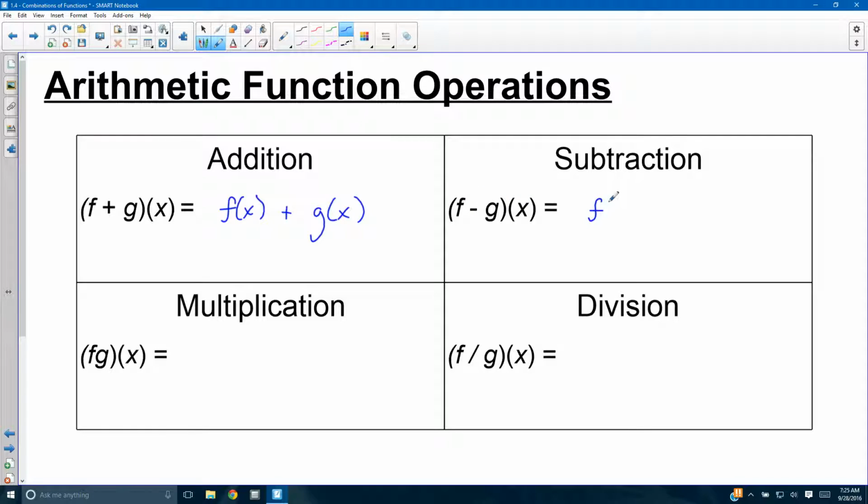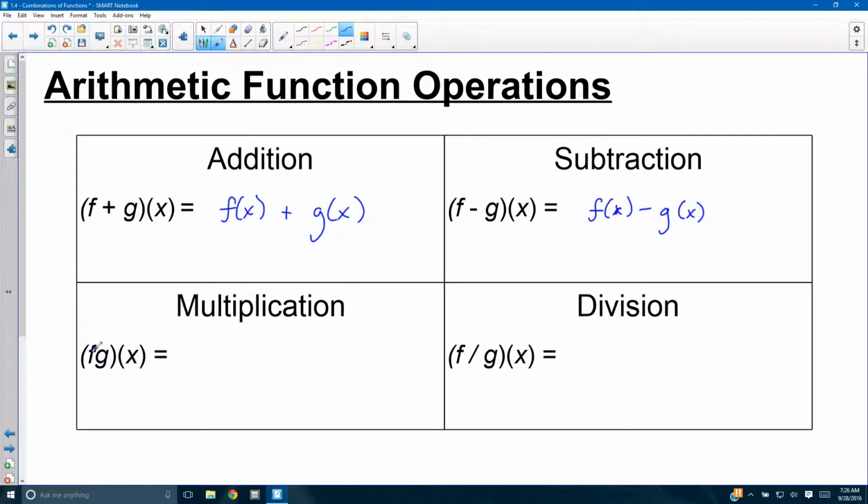This one's going to be f of x minus g of x. Now, when you're subtracting, you really have to be careful about the fact that if you're subtracting a quantity, you possibly put it in parentheses. I'll be sure to do an example with you and make sense of that one.